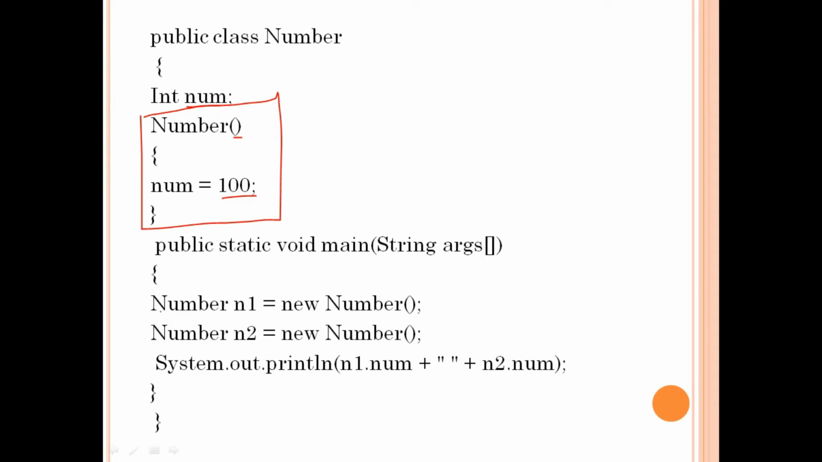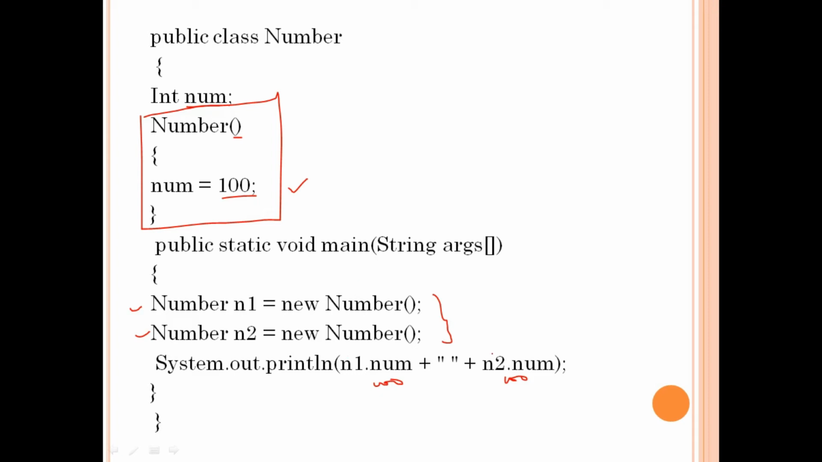In the main function, we are creating two objects, n1 and n2. While creating the object, our constructor will automatically be called and assign the value, so num equals 100. For both object creations, we are assigning the fixed value, that is 100. So our output will be n1.num is 100 and n2.num is 100, because we are using the default constructor, so the value will be the same for all the objects.